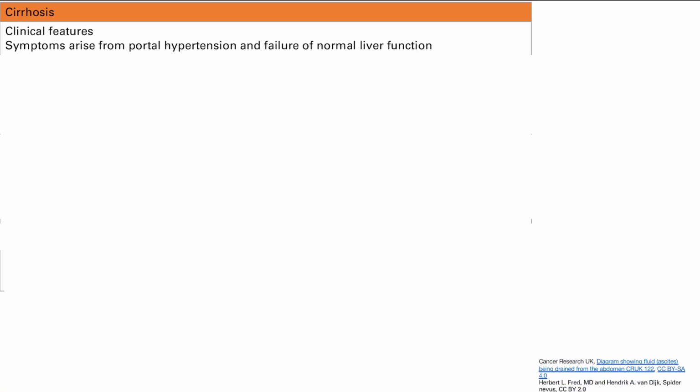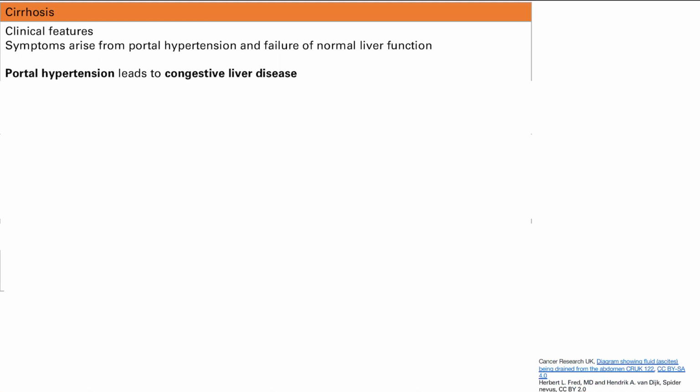Alright, so now we can go into clinical features of cirrhosis. So clinical features of cirrhosis arise from portal hypertension and failure of normal liver function. Again, portal hypertension arises due to all that scarring, increasing resistance to blood flow inside the liver. And failure of normal liver function can include both failure of detoxification and metabolism, and what was the other liver function? Other liver function was, remember, protein synthesis. So portal hypertension basically leads to congestive liver disease.